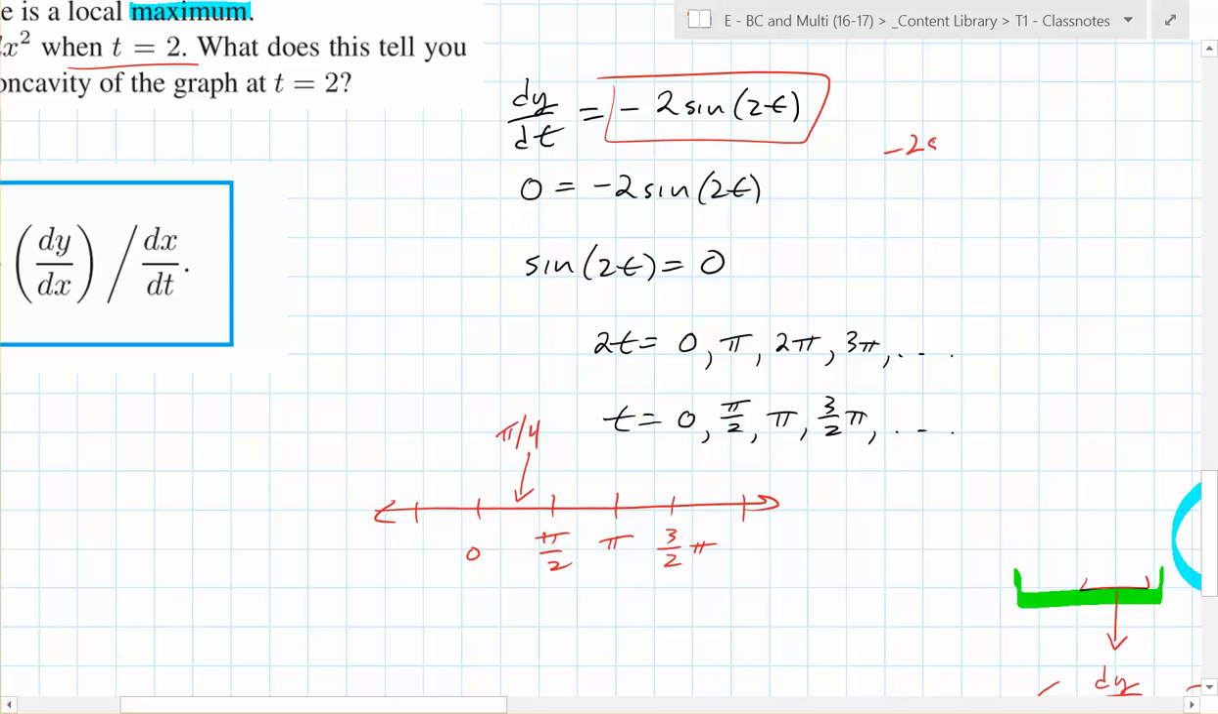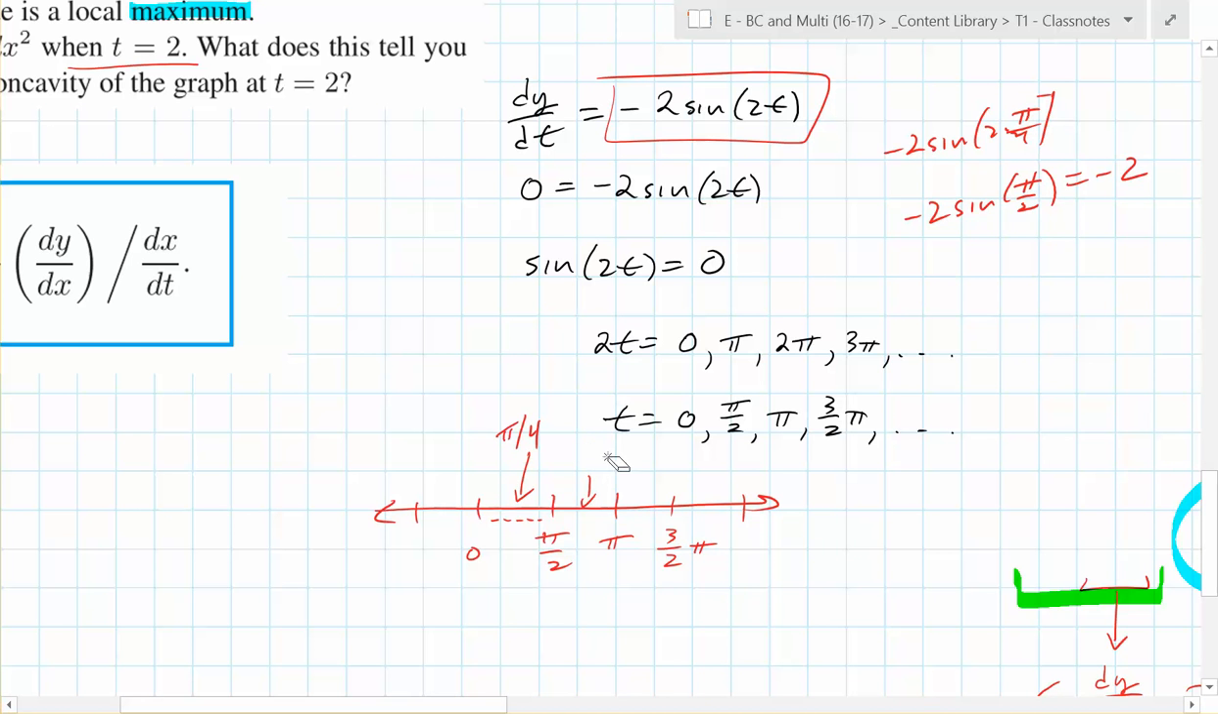What's negative 2 sine of 2 times pi over 4? That's negative 2 sine of pi over 2. What is sine of pi over 2? So this is negative 2, so this is going to be negative in there, right? So then what's in between pi over 2 and pi? How about pi over 3? Anybody want to guess what that is?